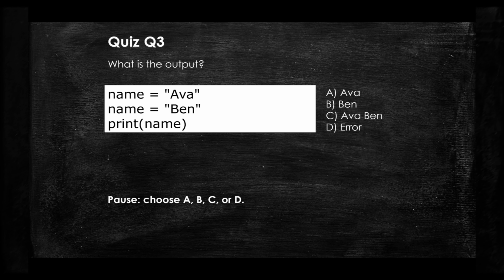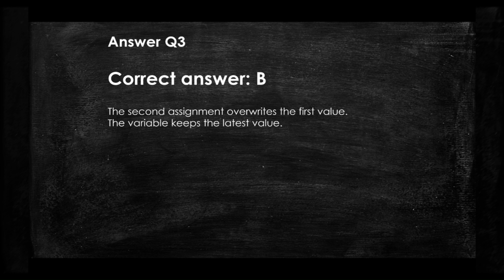Question number 3. What is the output? And the answer is B again. The second assignment overwrites the first value. The variable keeps the latest value.